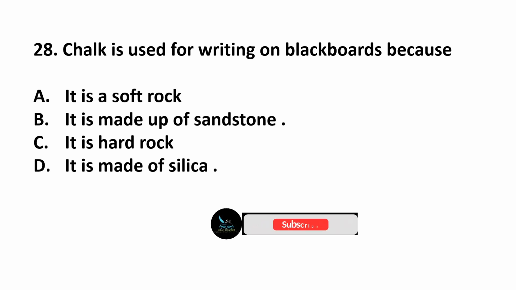Number 28. Chalk is used for writing on blackboards because option A, it is a soft rock. Option B, it is made up of sandstone. Option C, it is hard rock. Option D, it is made of silica. And the correct answer is option A, it is a soft rock.